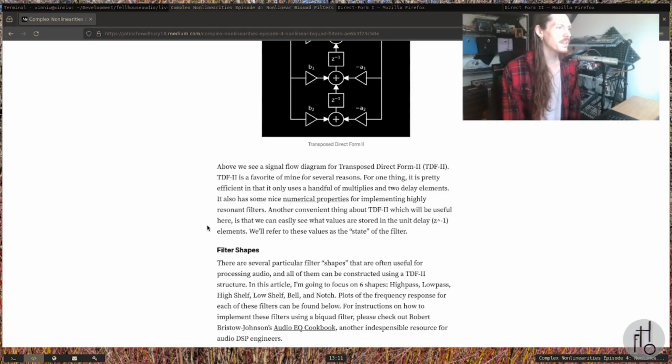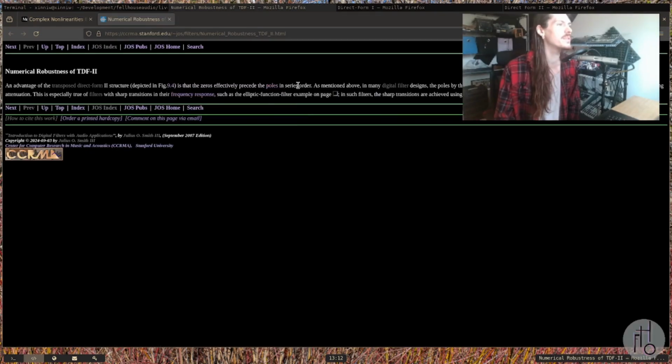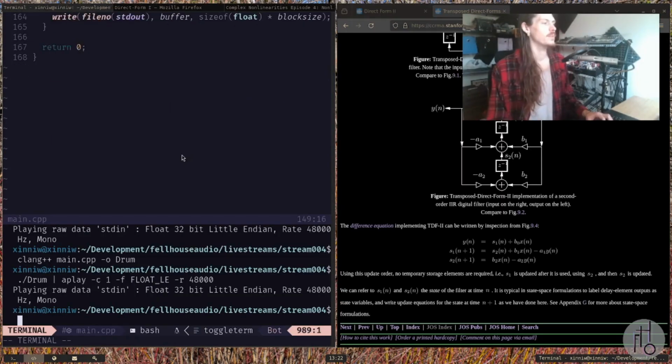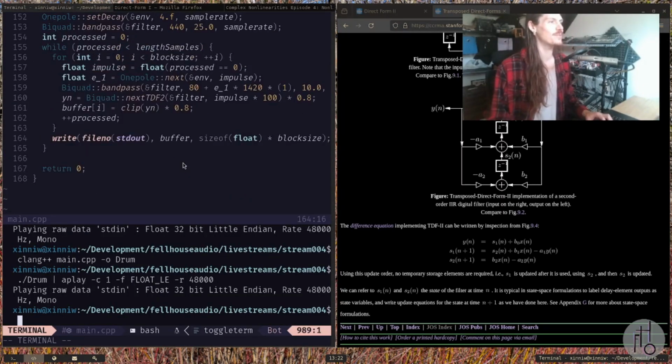For one thing, it's pretty efficient. It only uses a handful of multiplies and 2 delay elements, but also has nice numerical properties for implementing highly resonant filters. Because the zeros precede the poles in series order. And that provides numerical stability, because all the instability in a filter comes from its poles. Those are where we might end up with bad infinities sneaking into our math. So we have our transposed direct form 2.